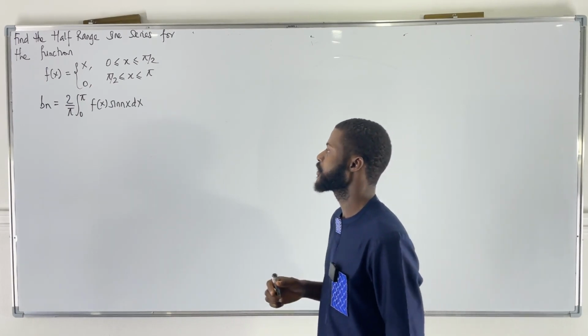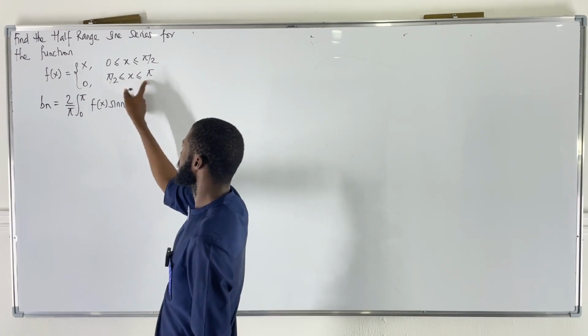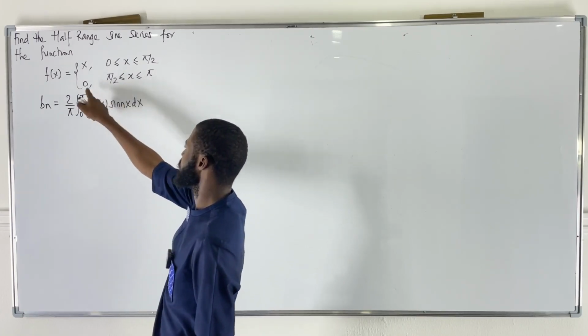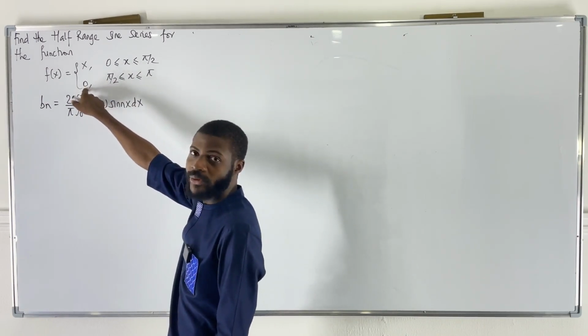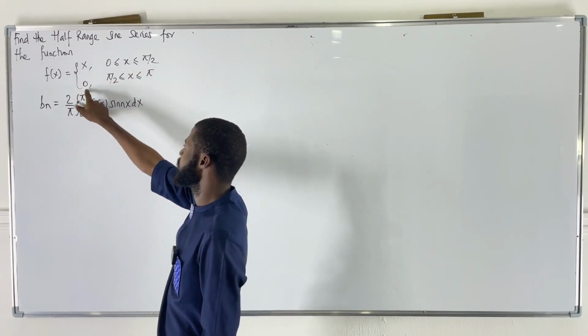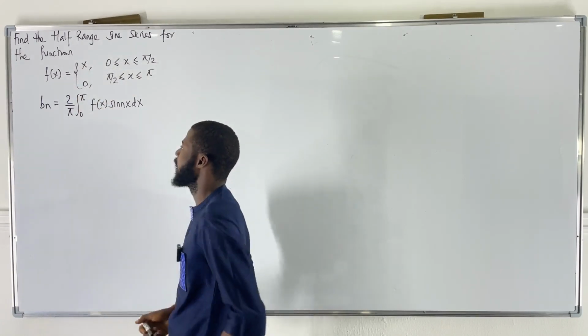Whenever you're dealing with a sine series or an odd function, that's the formula over the half range. Now the good thing is this second part of the definition of the function is 0. So we're not going to be using this because the function is 0 at that point. If you integrate 0, you get 0. So we're only going to be using this integral.